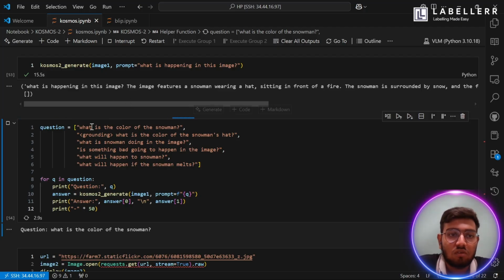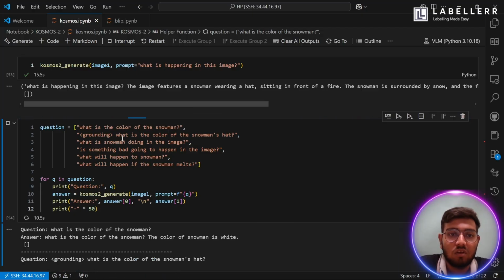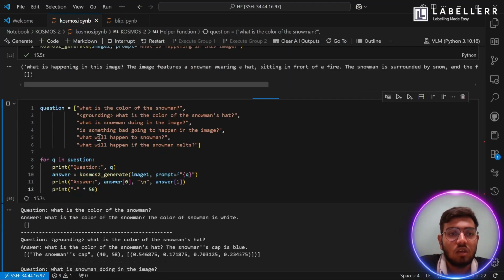My first question is, what is the color of the snowman? Second is provide grounding: what is the color of the snowman's hat, and I need the location of the snowman's hat. What is the snowman doing in the image? Is something bad going to happen in this image? It's context-based. If the model understands, it will understand that the snowman will melt in the heat created by the fire. What will happen to the snowman? What will happen if the snowman melts?